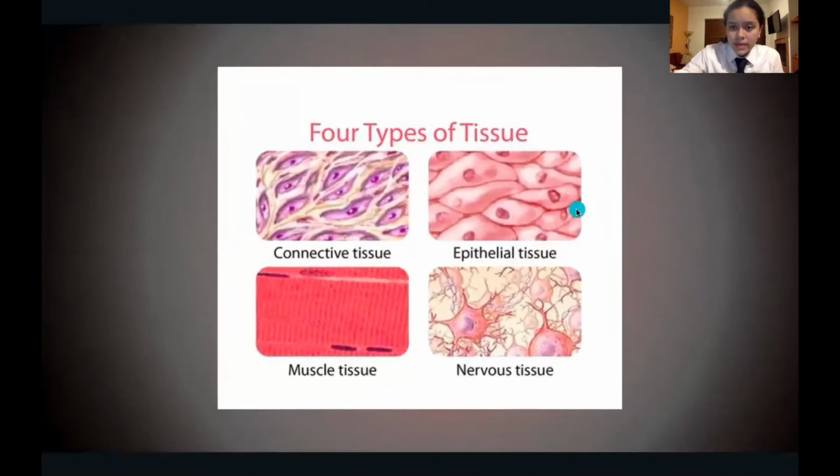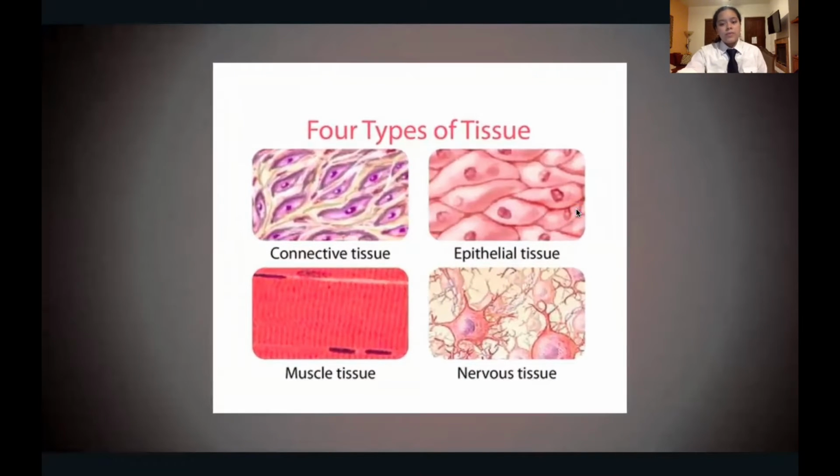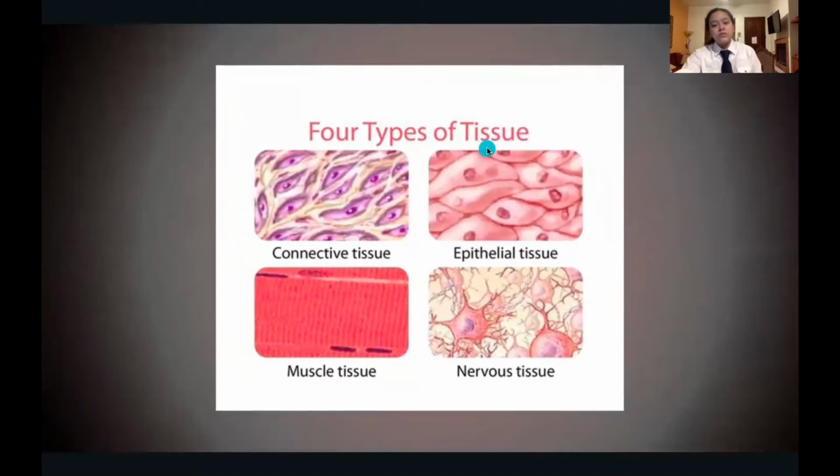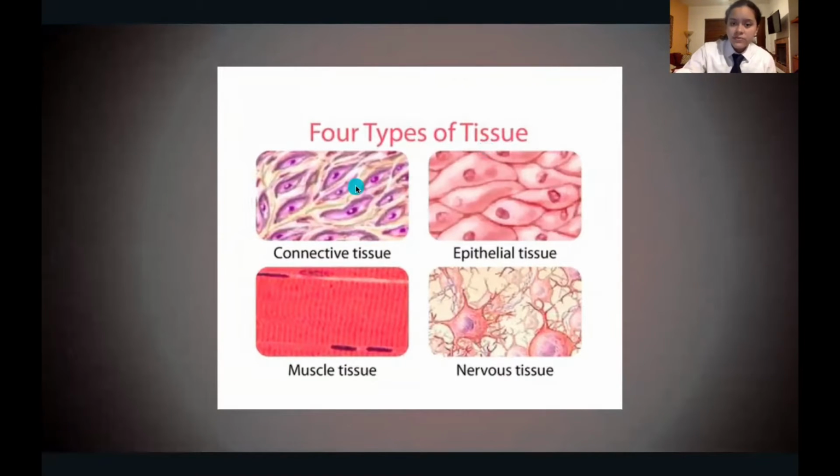Now that we know the basic concepts of the anatomy of the body, let's continue with tissues. We have four types of tissues. We have the connective tissue, the epithelial tissue, the muscle tissue, and the nervous tissue.